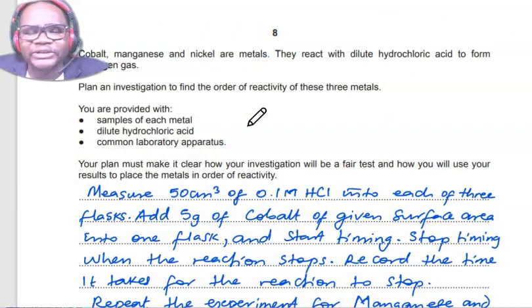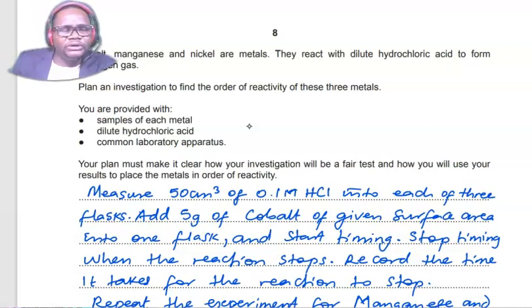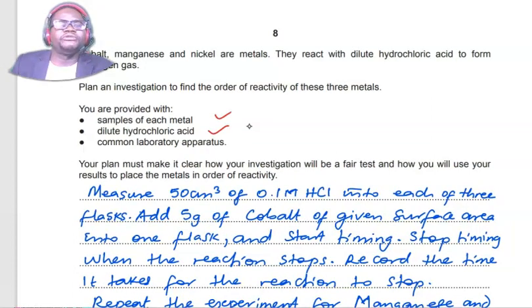So let's look at the final question, which is question 4. Cobalt, manganese, and nickel are metals. They react with dilute hydrochloric acid to form hydrogen gas. Plan an investigation to find the order of reactivity of the 3 metals. Pretty simple. How do you find the order of reactivity? You are given dilute hydrochloric acid. You are given samples of the metal.